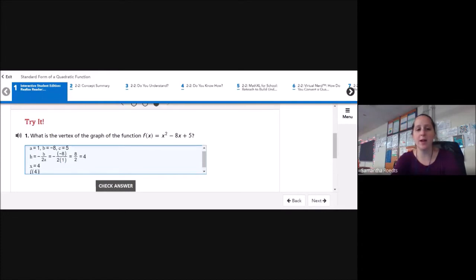I then substitute that value into my equation. So 4 squared is 16. 8 times 4 is 32, plus 5. So f of 4 equals 16 minus 32 plus 5, which is negative 11. So my vertex is (4, negative 11).